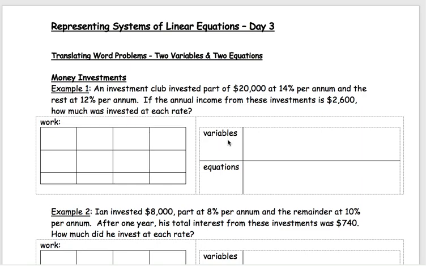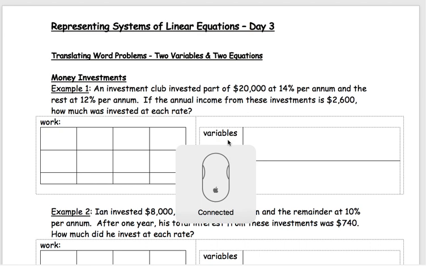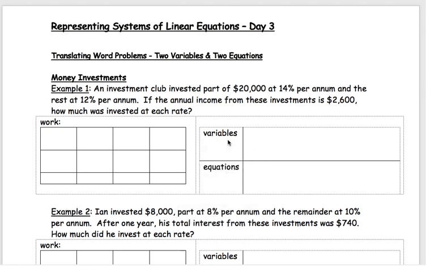Welcome to day 3 of translating word problems, building variables, building linear equations to become a linear system so that we can eventually solve them. Okay, so after one more day of just practicing building variables and equations, we will start solving.